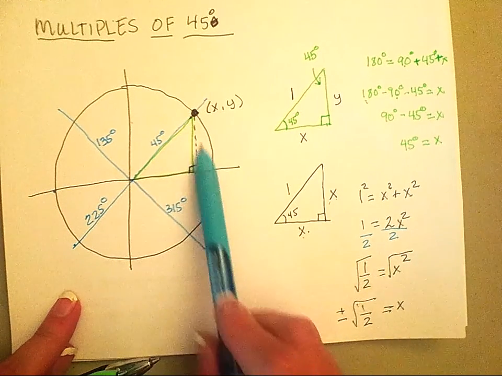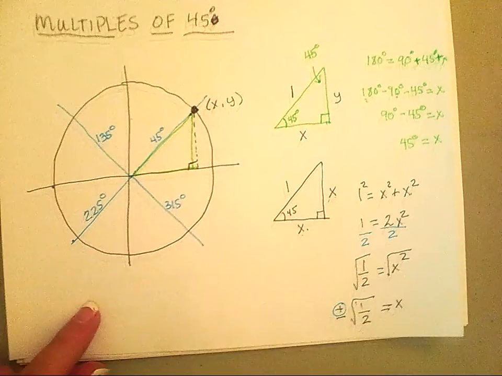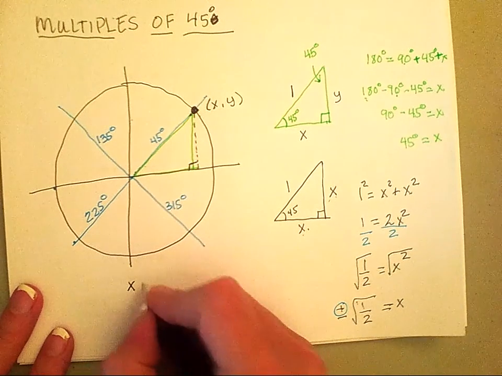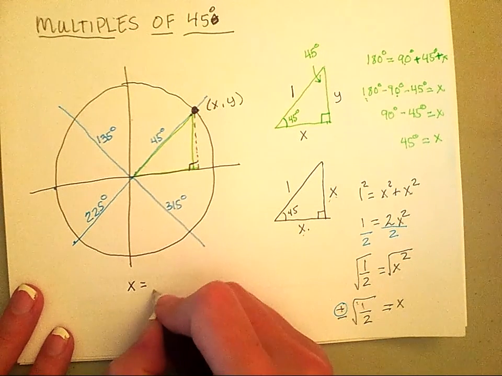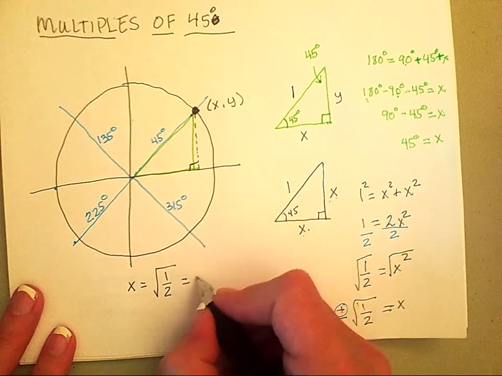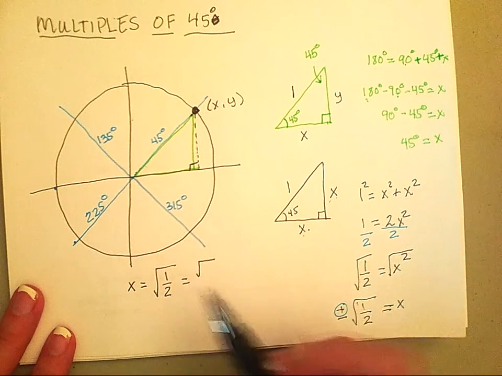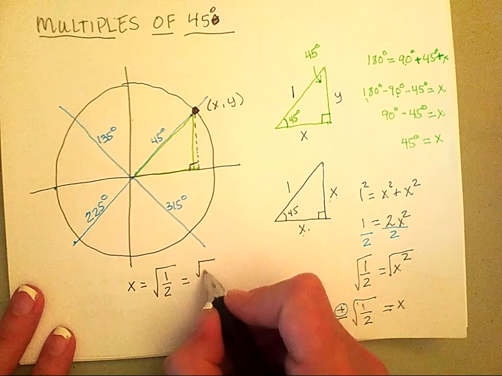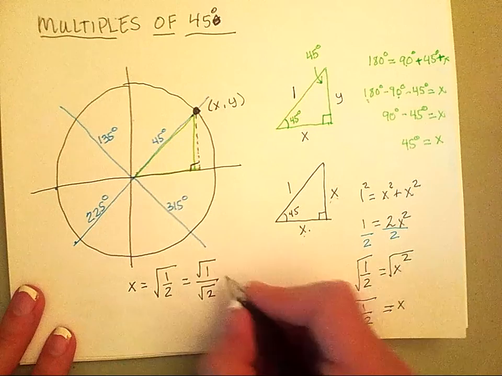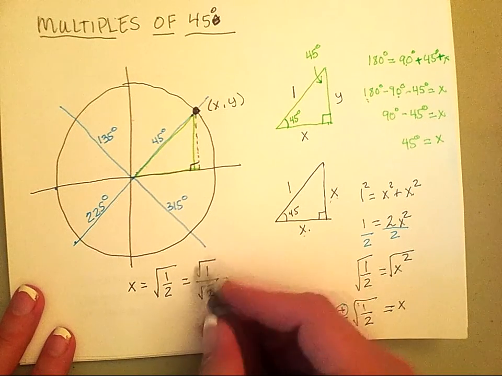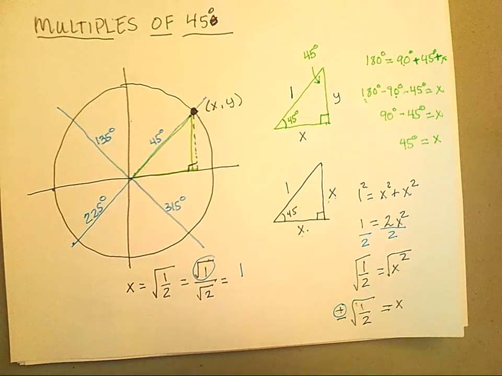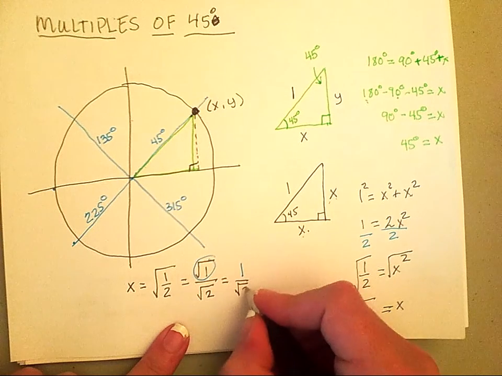Now I'm in the first quadrant, so everything will be positive, so I'll keep this. So we know that x must be equal to the positive square root of 1 over 2. And now let's simplify this using the rule for radicals and quotients. That's the same as the square root of 1 over the square root of 2. But the square root of 1 is just 1 over the square root of 2.